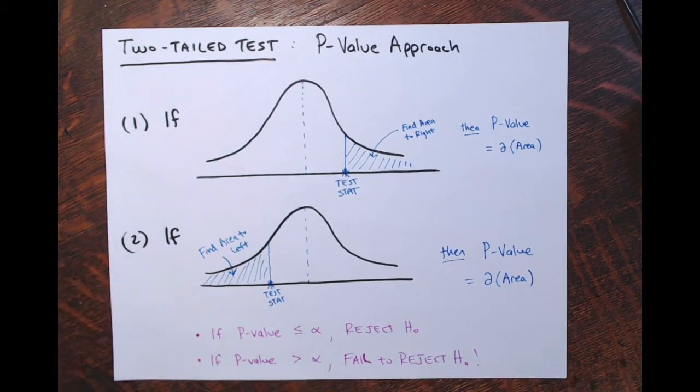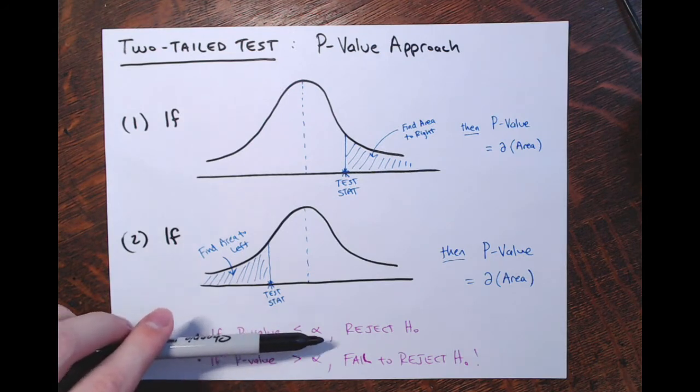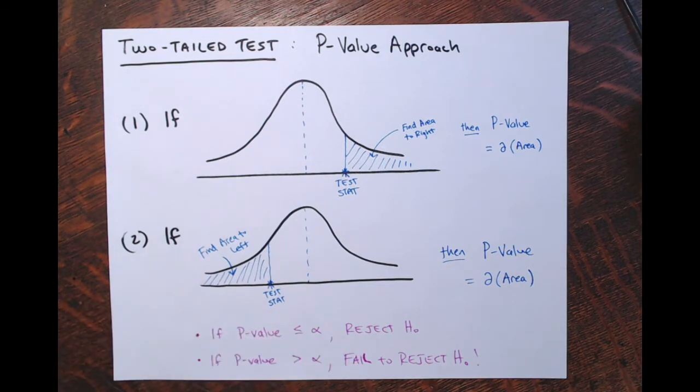And then again, you compare the p-value to the significance level in the same way I did for right-tailed and left-tailed tests. If this p-value is less than or equal to alpha, you're rejecting the null hypothesis. And if the p-value is greater than alpha, whatever the significance level is, then you're not rejecting. You're failing to reject the null hypothesis.